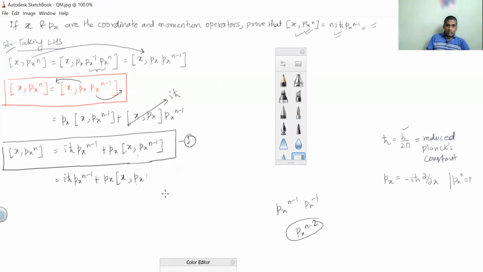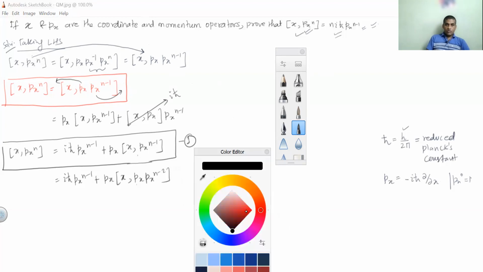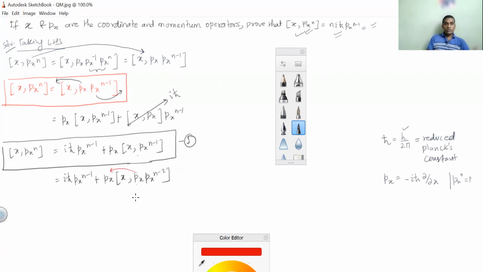So we can write finally px power n minus 2. Now we can take this px outside towards the left and px power n minus 2 outside towards the right. So we can write the commutation of x, px power n equals i h bar px power n minus 1 plus, so we have px square because we have one px outside.